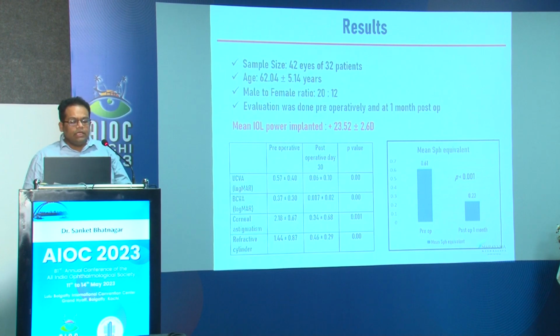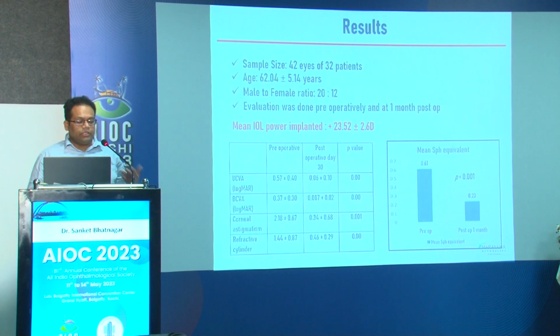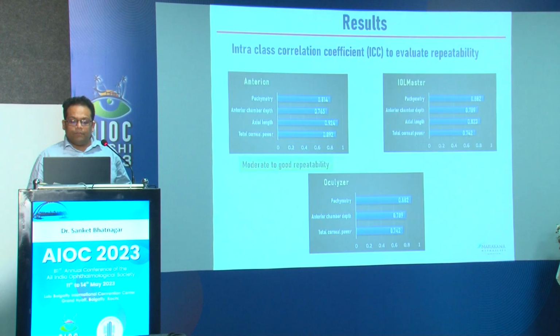Coming to the results, in a sample size of 42 eyes of 32 patients, the mean IOL power implanted was plus 23.25 diopters, and there was a statistically significant change in visual acuity, change in corneal astigmatism, and mean spherical equivalent. Now, to survey the repeatability of the parameters measured, the intraclass correlation coefficient was evaluated, and Anterion showed moderate to good repeatability with excellent repeatability for axial length.